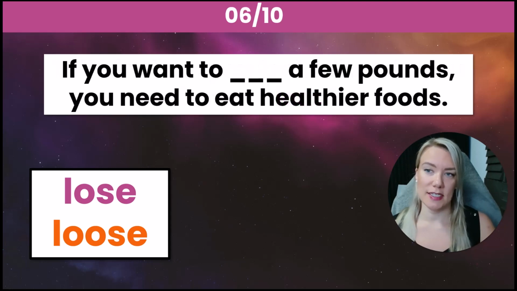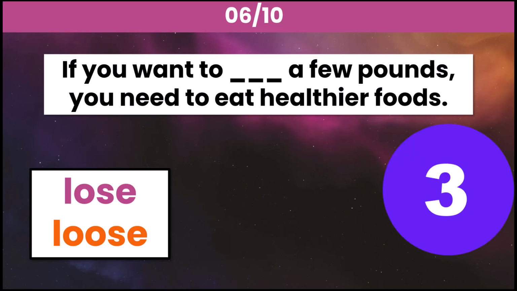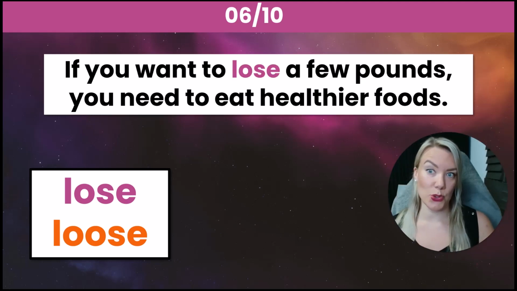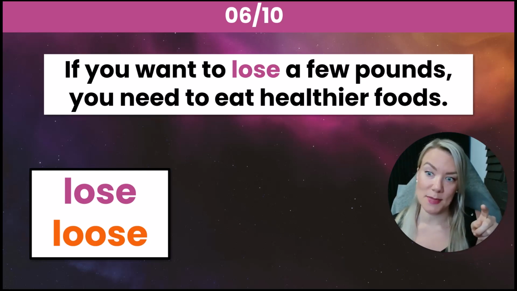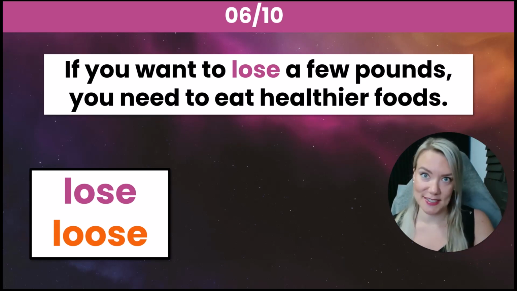Number 6: If you want to ___ a few pounds, you need to eat healthier foods. The correct answer is lose. If you want to lose a few pounds, you need to eat healthier foods. Another thing I quickly want to say is if you want to call someone a loser, the opposite of a winner, it's spelled lose with an R. Sometimes I see people spell "looser," but that's incorrect. So that's how you would spell it.